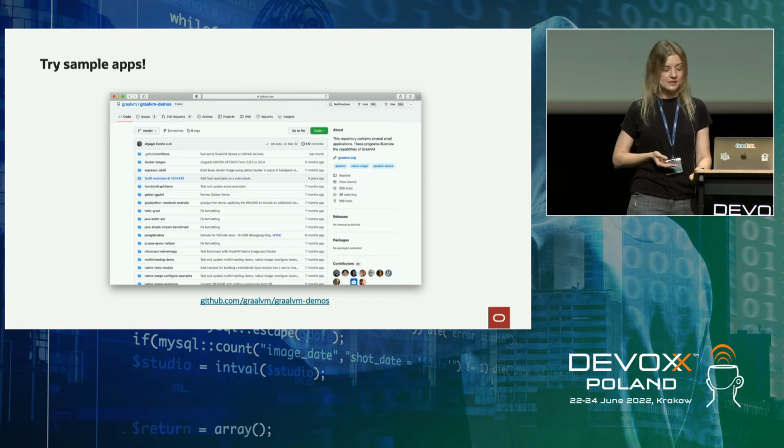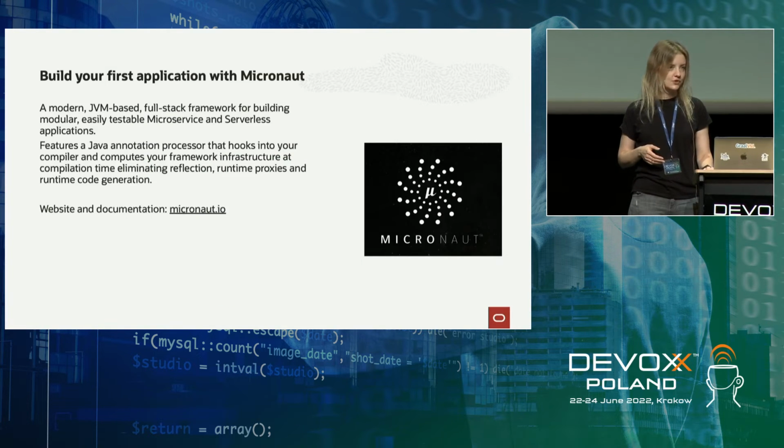So for those of you who haven't tried anything, there are a few simple ways to start. So probably the simplest way to start is to go to our GraalVM demos GitHub repo, and we have some ready-to-use apps for you that are configured that you can just copy, run on your machine, see how it works for you.